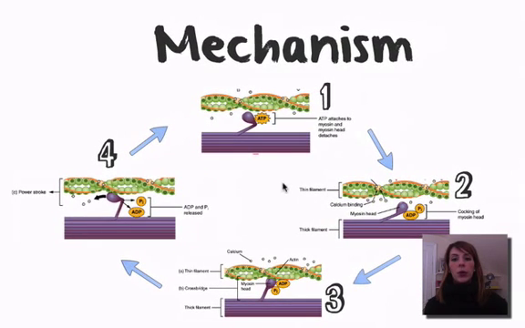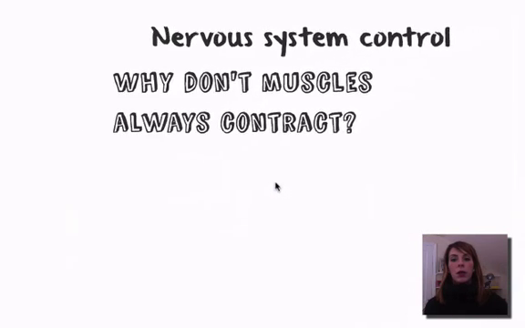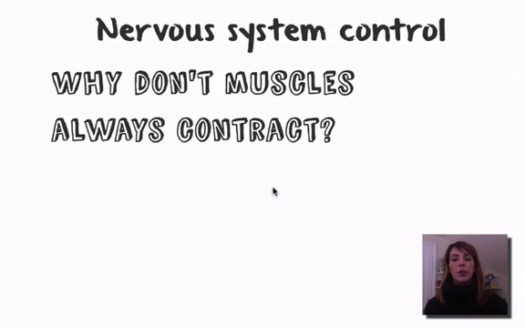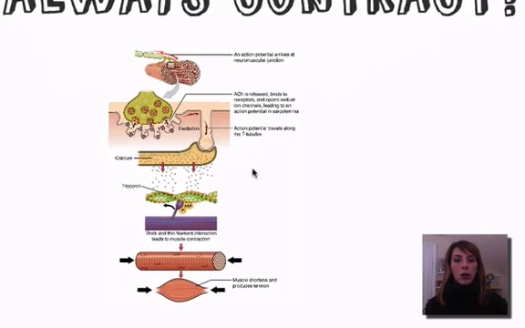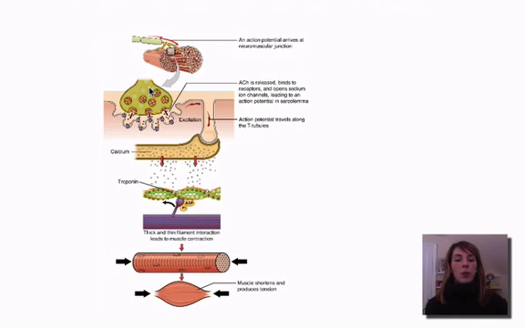Okay, so we've got the mechanism of muscle contraction. Now let's look at how the nervous system controls muscle contraction. Your muscles don't always contract. I can have my bicep relax, or I can decide to contract it. And the information for that is coming from the nervous system, and it's going to tell the muscle to contract. So muscles are controlled by nerve cells.